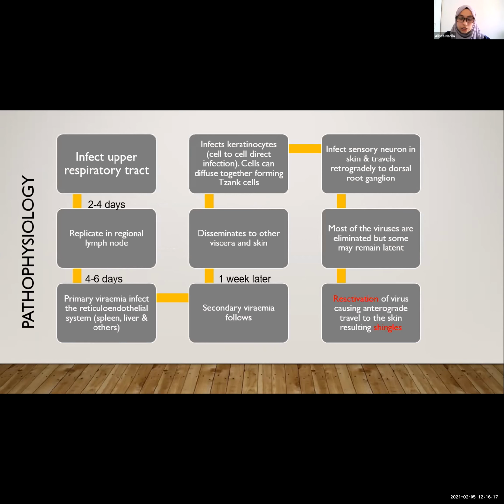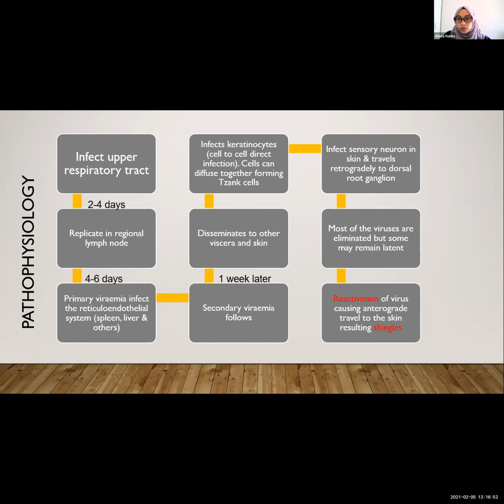For pathophysiology, firstly the virus infects the upper respiratory tract, and 2 to 4 days later it replicates in the regional lymph nodes. After 4 to 6 days, the primary viremia infects the reticuloendothelial system such as lung, liver, and spleen, and the blood that comes out from the RES is known as secondary viremia. During this time, the viremia disseminates to other viscera and the skin, infecting keratinocytes by cell-to-cell direct infection. The infected cells can fuse together, forming polykaryocytes.